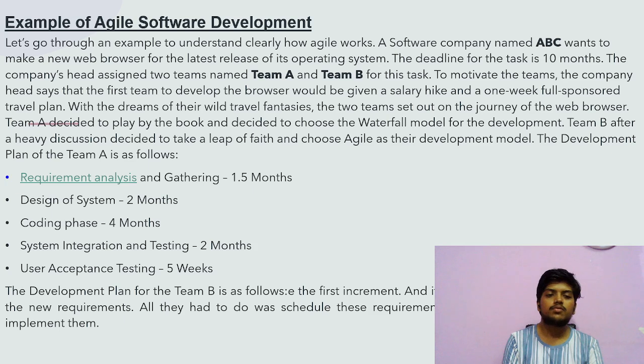The development plan for Team A is as follows: design of the system in 2 months, requirement gathering and analysis in 1.5 months, coding phase of 4 months, system integration and testing 2 months, and user acceptance 5 weeks. The development plan for Team B is as follows: the first increment, and it was a piece of cake for them to decide the new requirements. All they had to do was schedule their requirements for the next increment and then implement them.